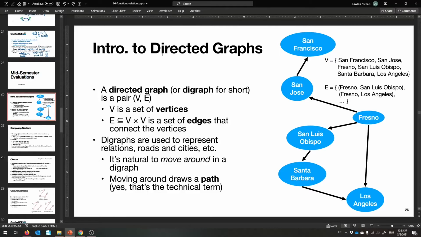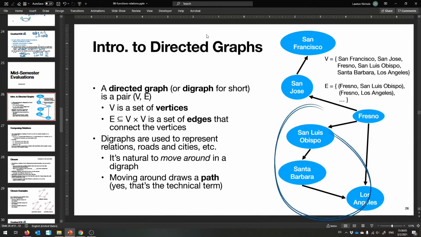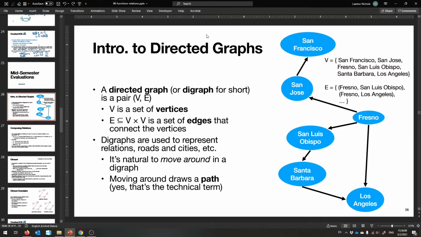Okay, so this is called a directed graph, and it is another example of how in math you can formally specify how to draw pretty pictures. Okay, it's all very graphical. So a directed graph, and sometimes we say digraph for short, it's just a pair of two things. It needs two things to make a graph. It's a vertex set and an edge set.